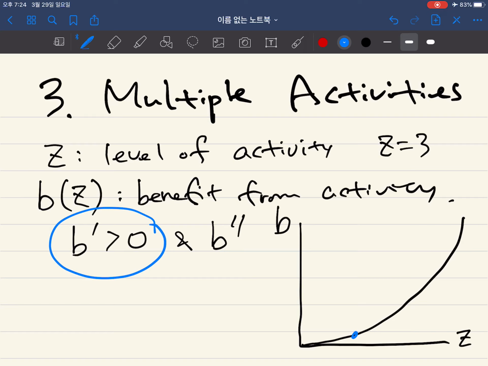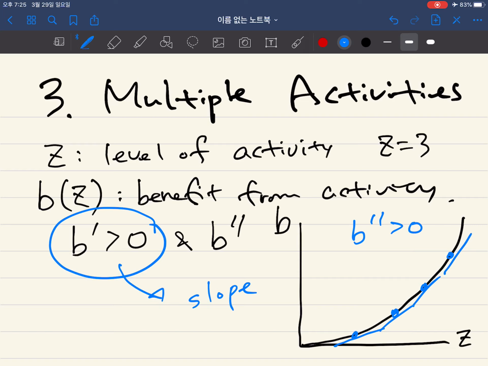And what's happening to the slope? As z goes up, what's happening to the slope? Slope is increasing. So slope is b prime, right? So b prime represents slope, and slope is increasing in this picture. So what does that mean about b double prime? So b double prime is positive. Slope is increasing, so b double prime is positive in this case. And what does that mean?